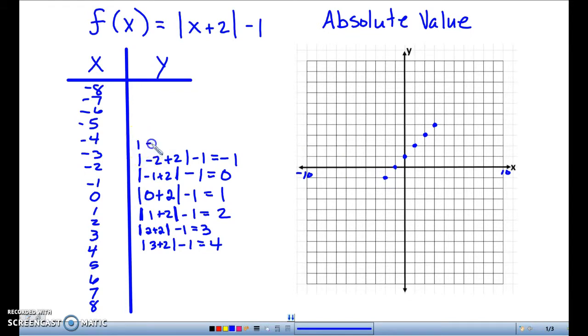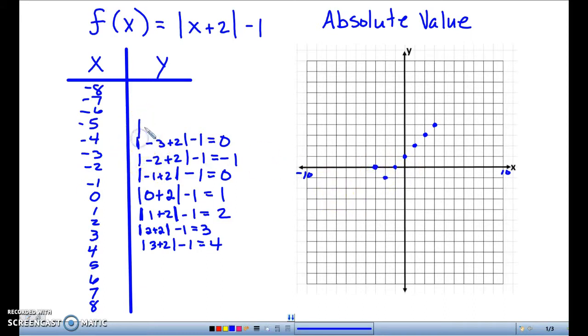Let's put in negative 3. Absolute value of negative 3 plus 2. Well, negative 3 plus 2 is negative 1. The absolute value of negative 1 is positive 1. Absolute values make the number inside positive. Don't be confused there. Some people will make it the opposite of whatever the sign is on the inside. Don't do that. The number that comes out of the absolute value bar is positive. So this negative 1 becomes a positive 1. And positive 1 subtract 1 is 0. So my next ordered pair is negative 3 comma 0, right there.